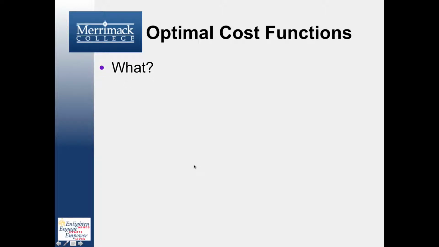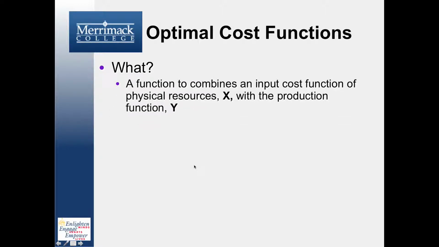So what are optimal cost functions? I'm looking for a function that combines the input cost function of physical resources, so the unit costs of the x's, and you add them all up, right? And then the production function. Combine those two things to come up with a cost function that includes both.